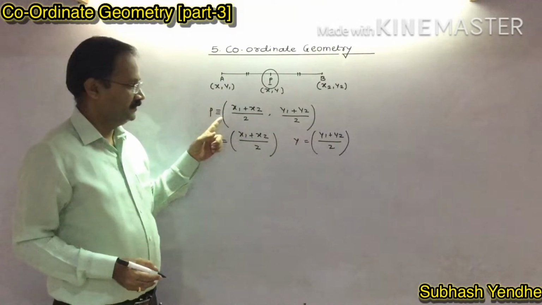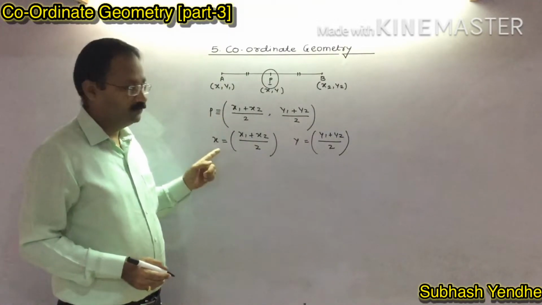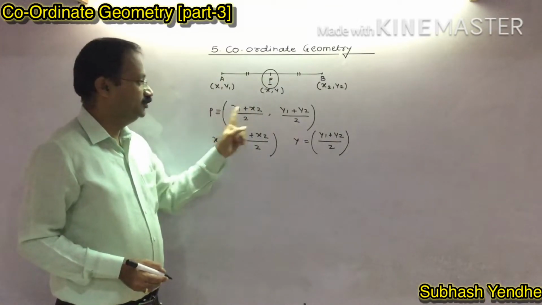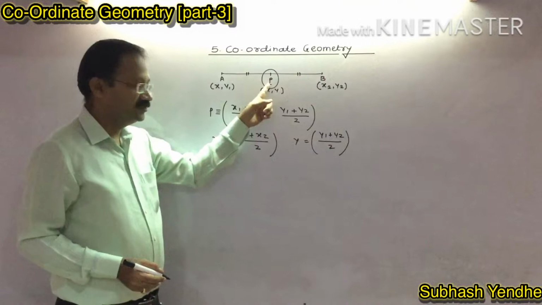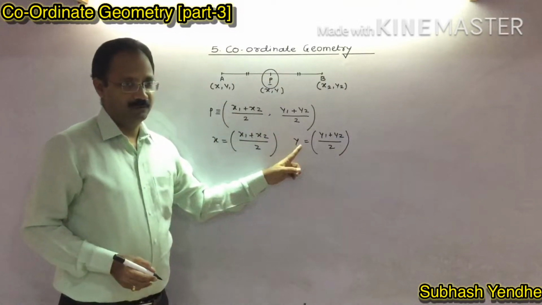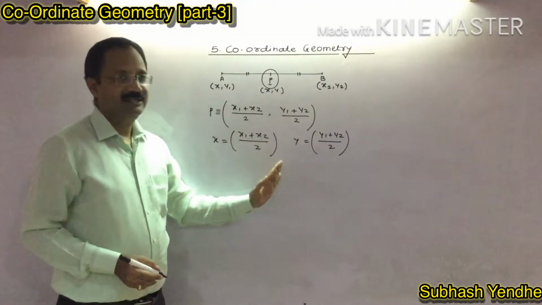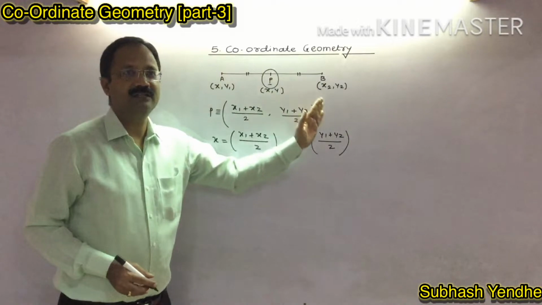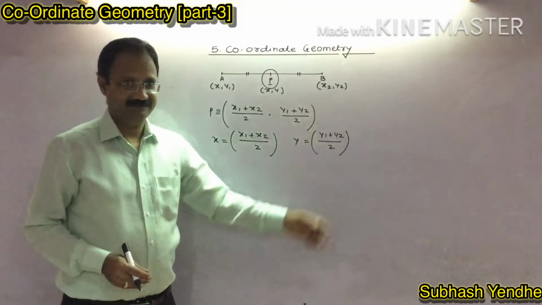The formula is the same, but here you have to remember the point. If you want to find the coordinates of the midpoint directly, then use this. But if its coordinates are given, then use this split formula. If you use it, then you will get the coordinates of the other point.